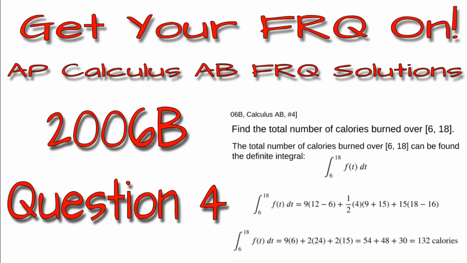This question is from 2006, Form B, question 4, and it is not calculator active. In the question stem, we're given a rate in which calories are being burned per minute for somebody who is exercising. There's a graph accompanying this question. In the graph, we have a specific function, f of t, that models the calories burned for 0 to 4 minutes, and piecewise linear functions for values of time between 4 and 24 minutes.